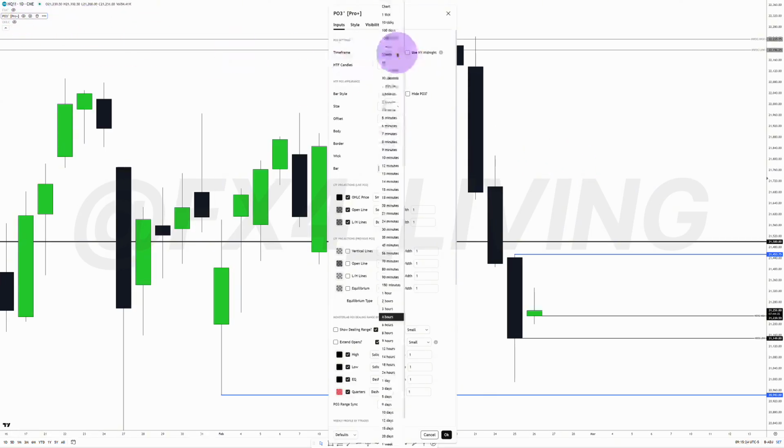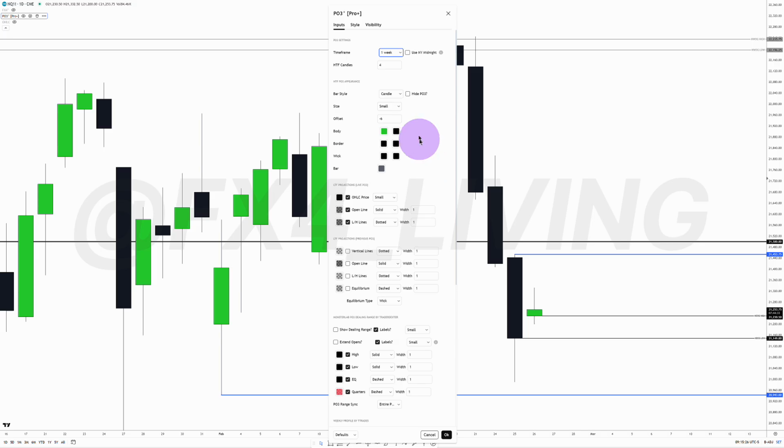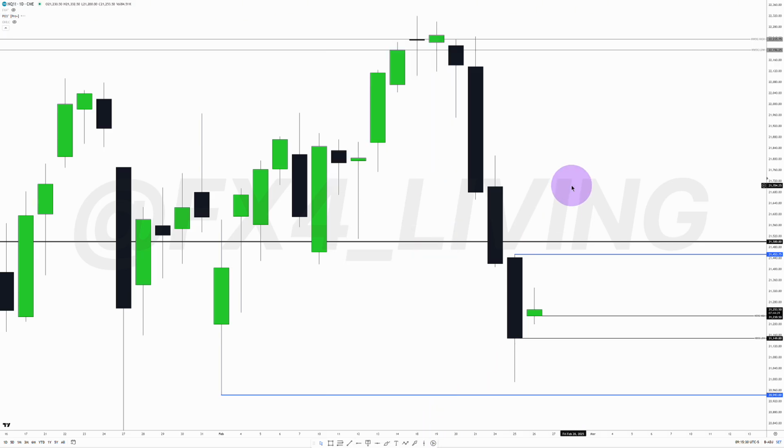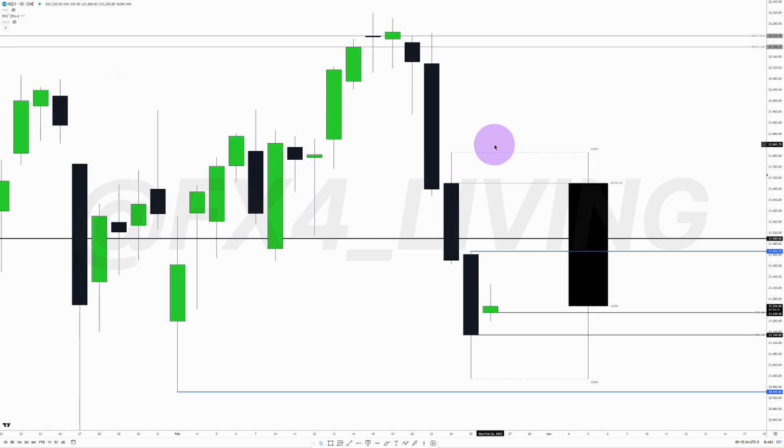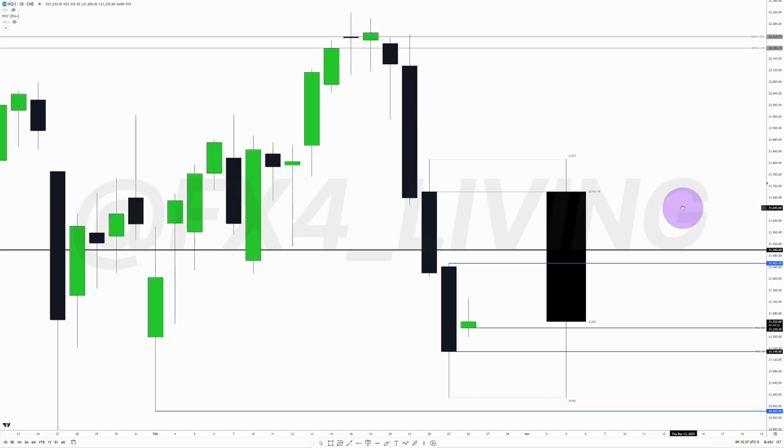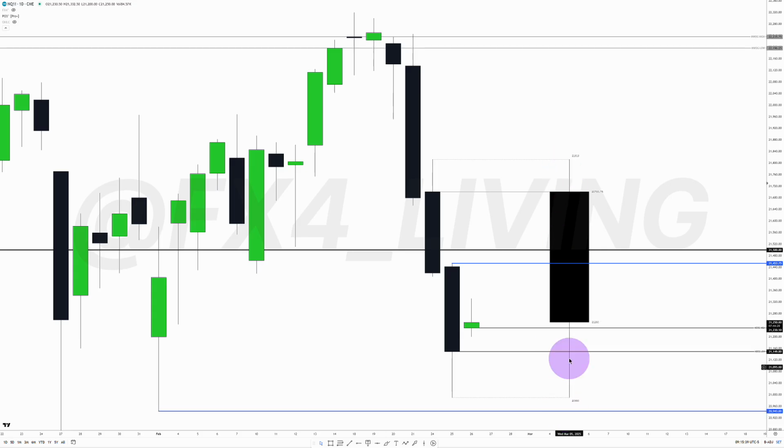Okay, so let's take a weekly candle right here on the power of three. I'll just show you one candle, and it should be plotting soon. And there we go. So that's the current week candle, right? That's the current weekly candle.